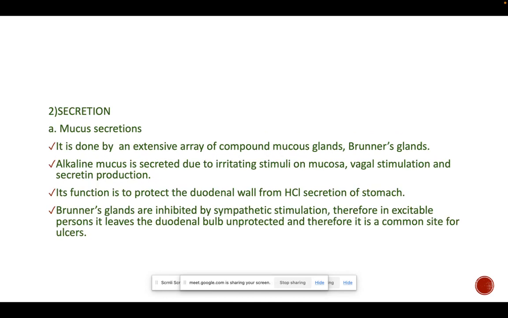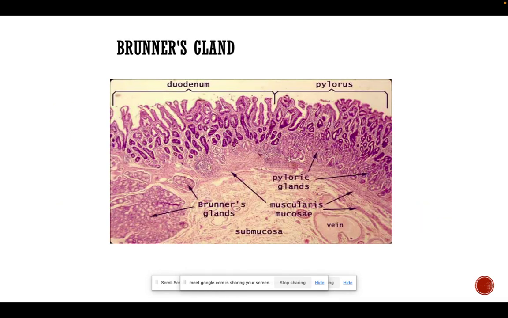Then secondly, we will discuss the secretions in the duodenum. First is the mucosal secretion. It is done by the Brunner's gland, which is present in the submucosa of the duodenum. It is viscous, thick and alkaline in nature. Its function is to protect the mucosa of the duodenum from the HCl secretion. Here, as we can see, the Brunner's gland is present in the submucosa of the duodenum.